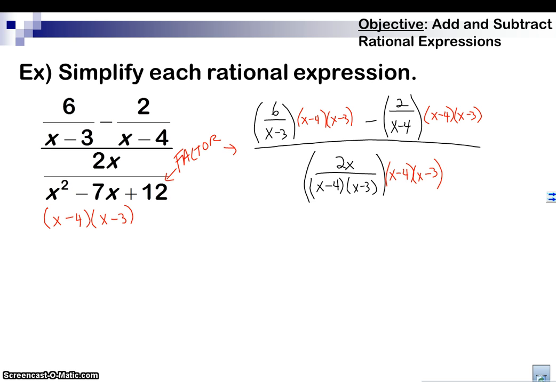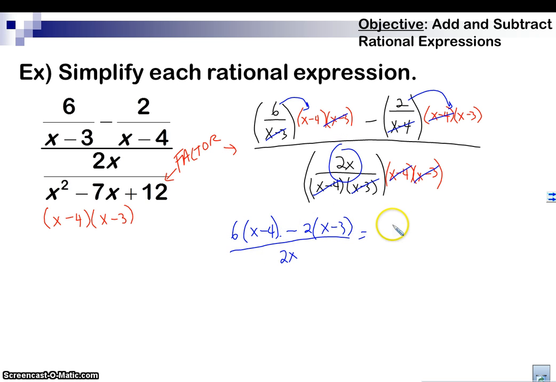All right, so let's see what this does, okay? This is going to cancel with this. This is going to cancel with this. This is going to cancel with this. And this is going to cancel with this. So I'm going to be left with 6 times x minus 4 minus 2 times x minus 3 all over 2x.